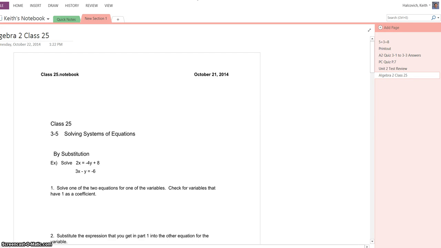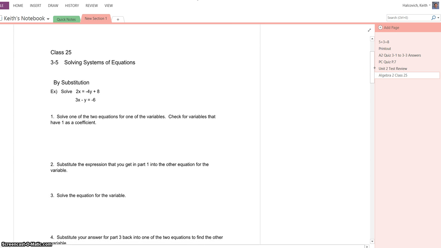Today's video is on section 3.5, solving systems of equations. First, we're going to talk about substitution. So what you want to do is solve one of the two equations for one of the variables. Check that the variables have a coefficient of 1. For example, the y here has a coefficient of 1. So we'll solve for y.